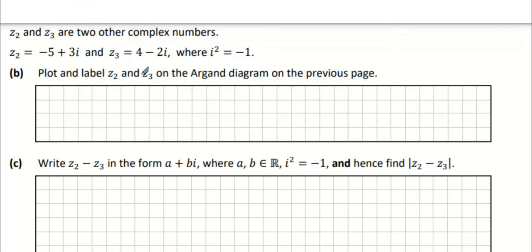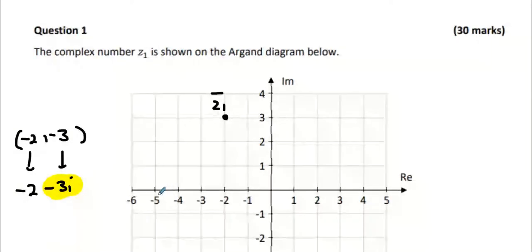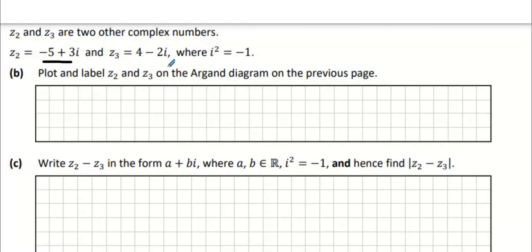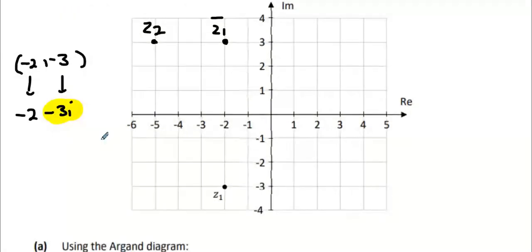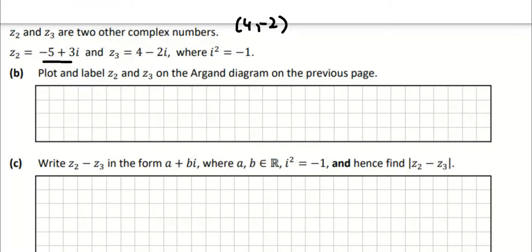Next question. We have to plot -5 plus 3i onto the graph, so Z2. -5 plus 3i, and that will be Z2. And then we need to plot 4 minus 2i. 4 minus 2i will be simply 4, minus 2. We go back to the graph again, and we get 4 minus 2. 4 here, minus 2 here, and that one can be Z3. Let's see what else they have in mind for us.